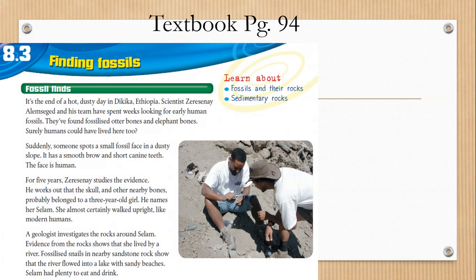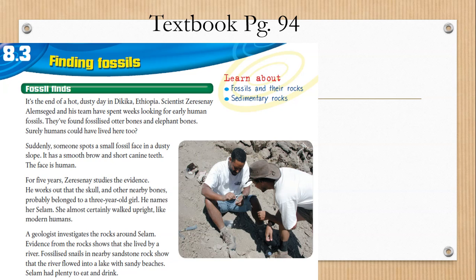Fossil finds. It's the end of a hot, dusty day in Dikika, Ethiopia. Scientist Zeresenay Alemseged and his team have spent weeks looking for early human fossils. They have found fossilized otter bones and elephant bones.